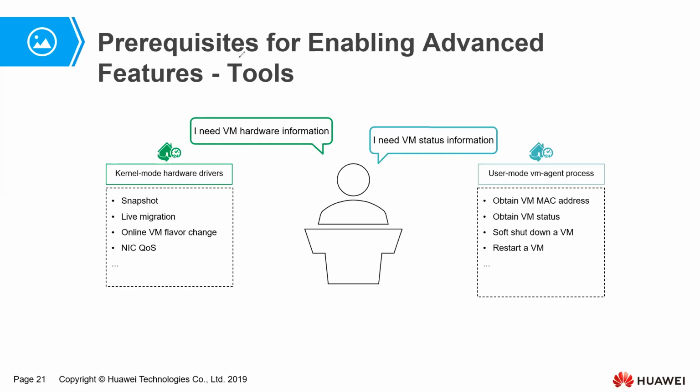So Huawei FusionCompute supports all those features, but it also provides some enhancements for general virtualization features. To use these features, we need to install some tools on our virtual machines. We need the kernel mode tool to enable live snapshots, live migration, online VM change, and the NIC QoS. We also need to install the user mode VM agent process.